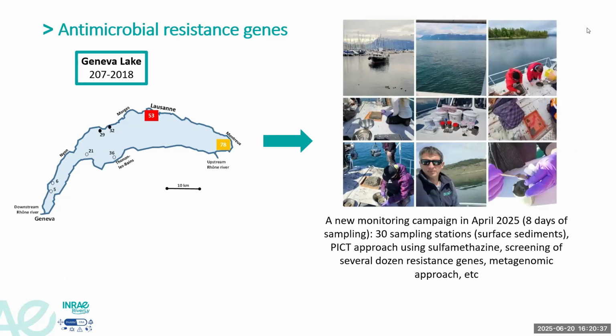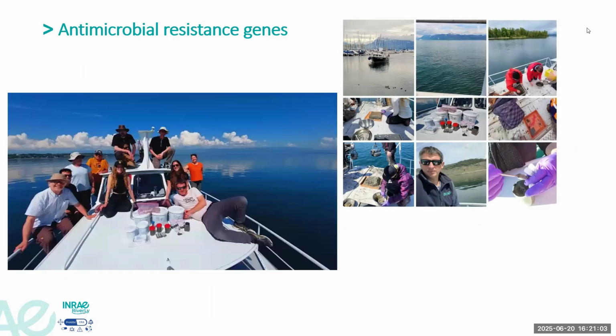That's why we performed another survey 2 months ago. A new monitoring campaign with 8 days of sampling, 30 sampling stations, with a lot of analysis. Regarding microbial communities, we will perform a PICT approach using several contaminants, including sulfametazine. We will also screen for a lot of resistant genes, and we will also perform metagenomic approaches. As you can see in this picture, it was a very difficult survey, and we had very hard conditions to work in.